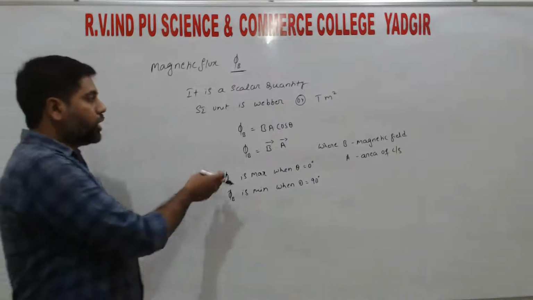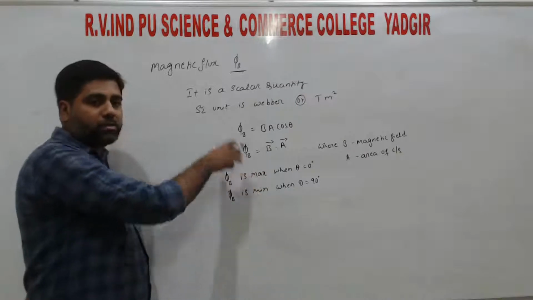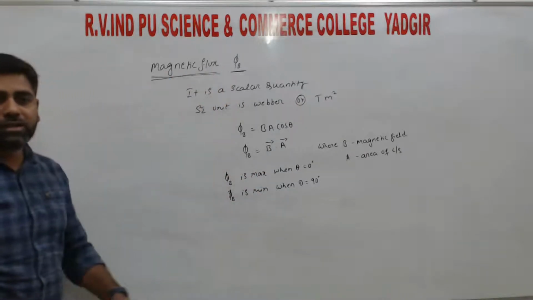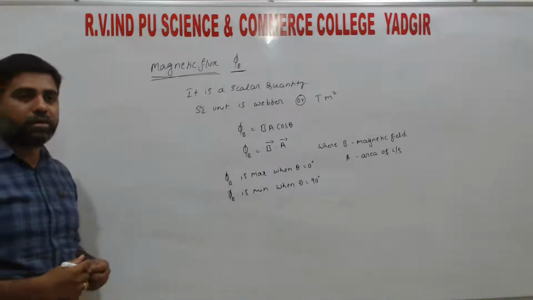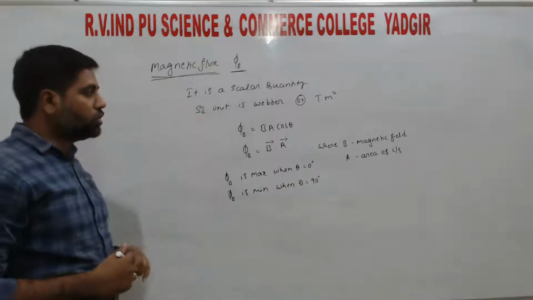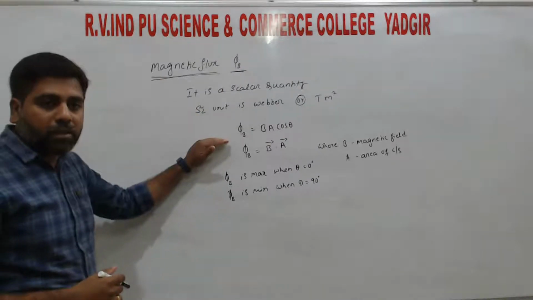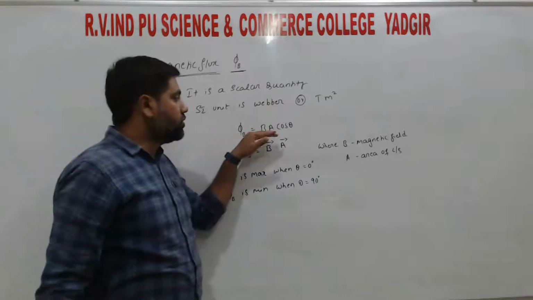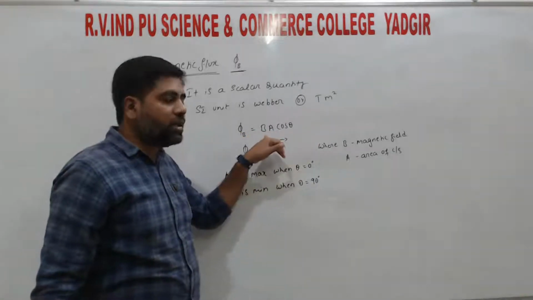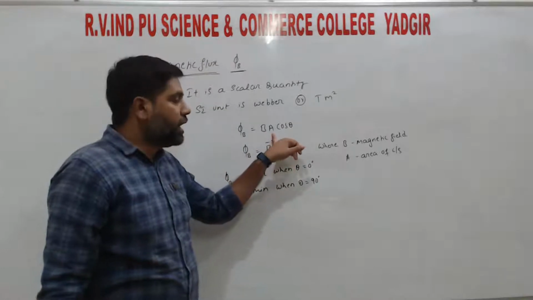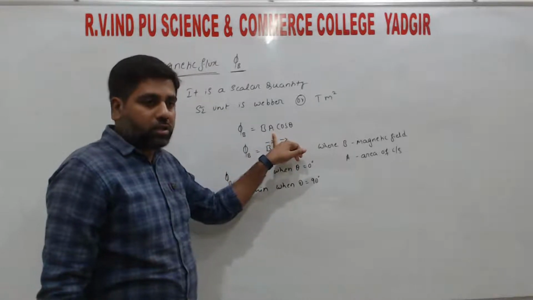It is important to discuss the next topics, which are mainly based on the magnetic flux. Magnetic flux plays an important role, so we need to know the relation in mathematical form. The magnetic flux is equal to B A cos theta, where B is the magnetic field and A is the area of cross section, right?